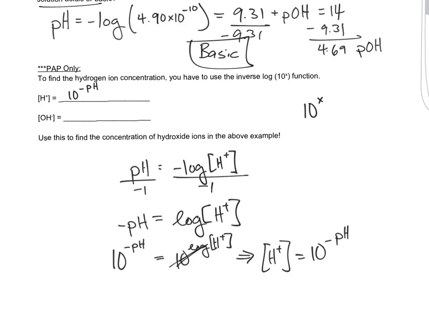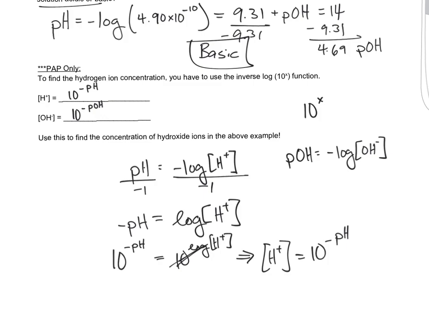And then if you look at the same thing with the pOH, you get pOH equals negative log of the hydroxide ion concentration. And you could follow a similar process to get that the hydroxide ion concentration is 10 to the negative pOH. And you could use those to calculate your hydroxide or hydrogen ion concentrations from just pH or pOH.